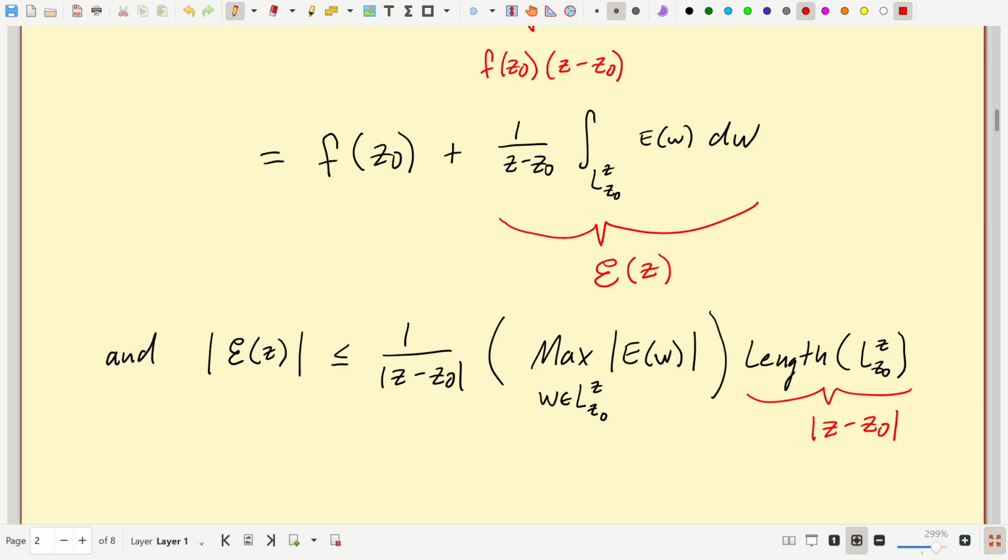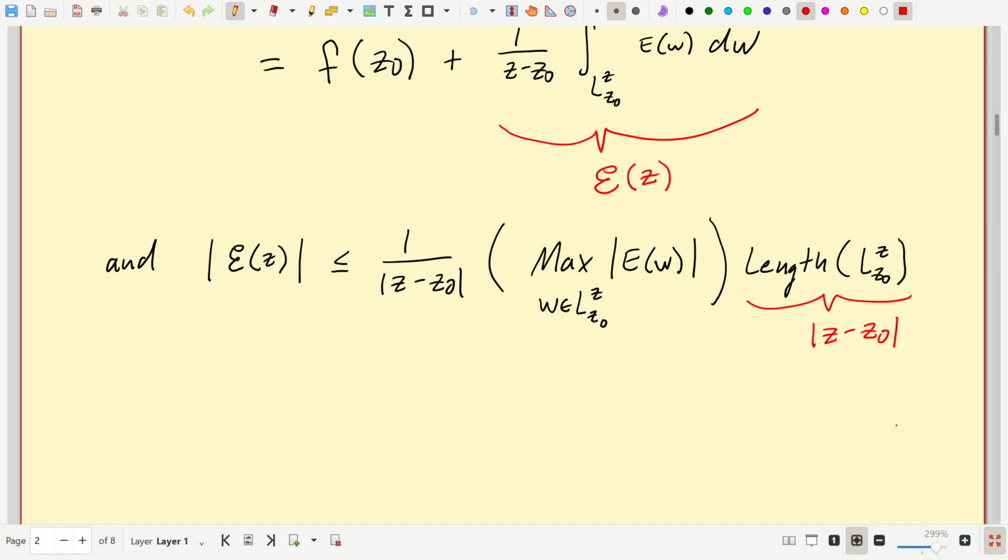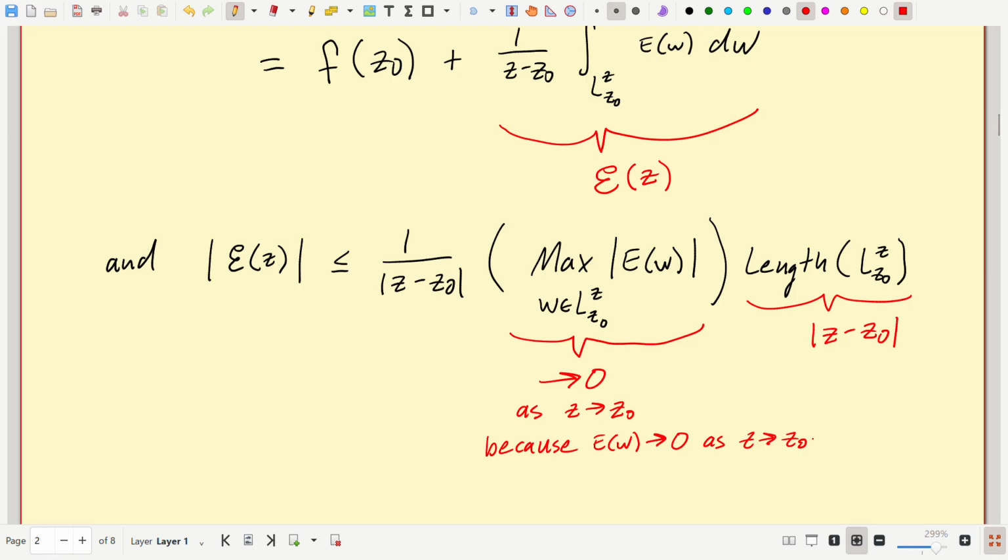And then I have the max of a function that goes to 0 on that little line segment. And this goes to 0 as z tends to z naught by continuity, because E of w goes to 0 as z tends to z naught. And so that's the proof.